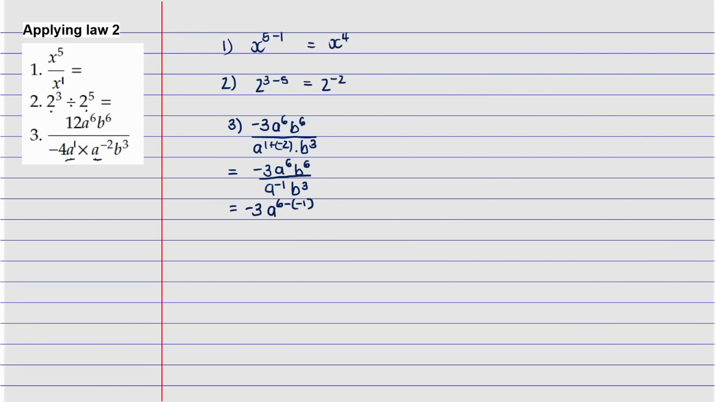So that A is sorted. Then you're going to say this is multiplied by B, which is going to be 6 minus 3. And now let's simplify this. This is going to be the same as negative 3. If you say 6 minus 1, you're going to get a positive 7. So this is the same as a to the power 7. And 6 minus 3 is the same as 3, so there's going to be b to the power 3. And this is how you would solve this question.